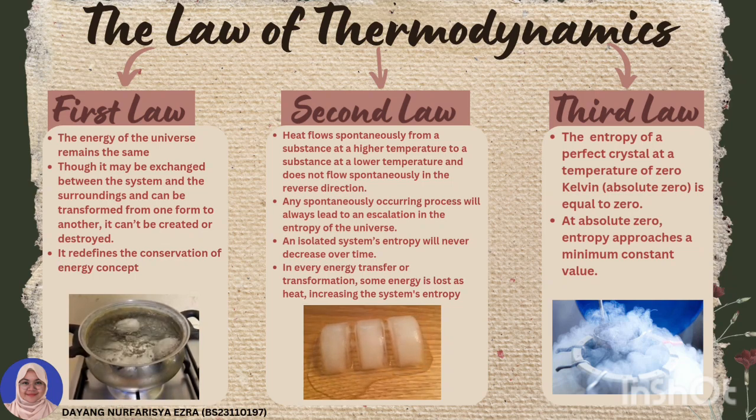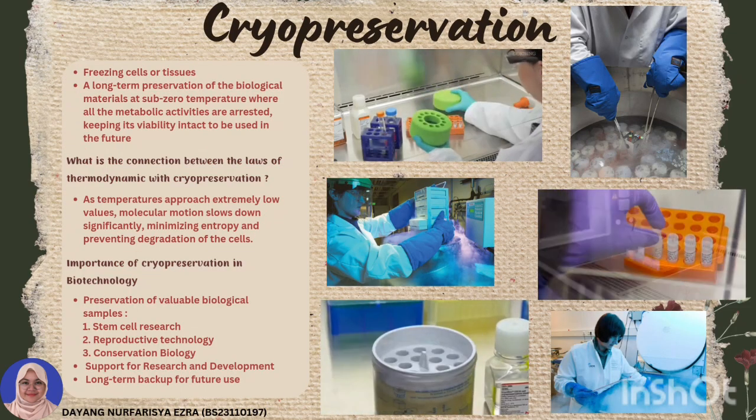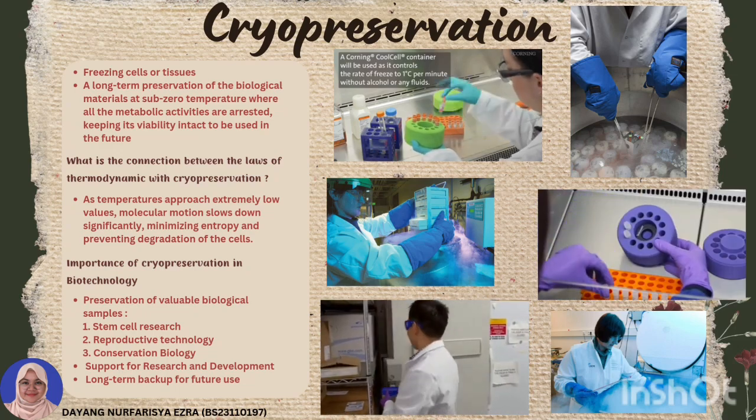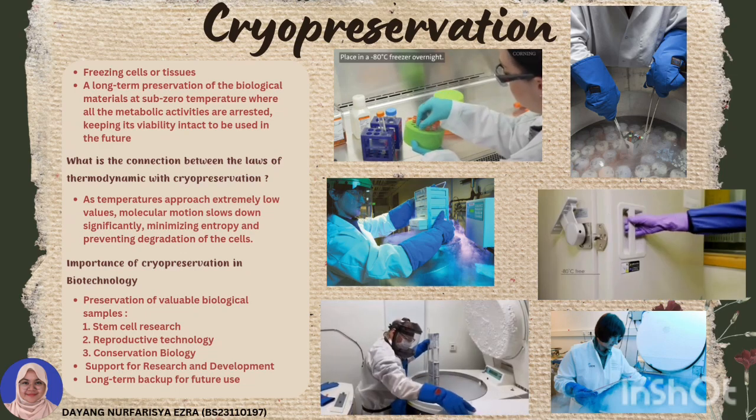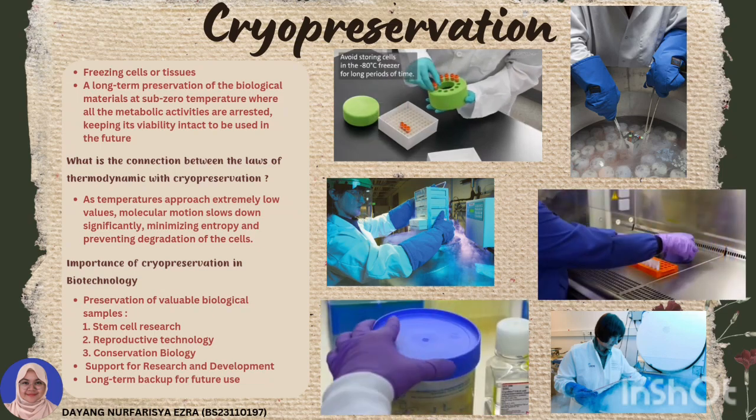The third law states that the entropy of a perfect crystal at a temperature of 0 Kelvin is equal to 0. At absolute zero, entropy approaches a minimum constant value. An example of the third law is cryopreservation. So, what is cryopreservation? Cryopreservation is a process of freezing cells or tissues. It is the long-term preservation of biological materials at sub-zero temperatures where all the metabolic activities are arrested, keeping their viability intact to be used in the future.